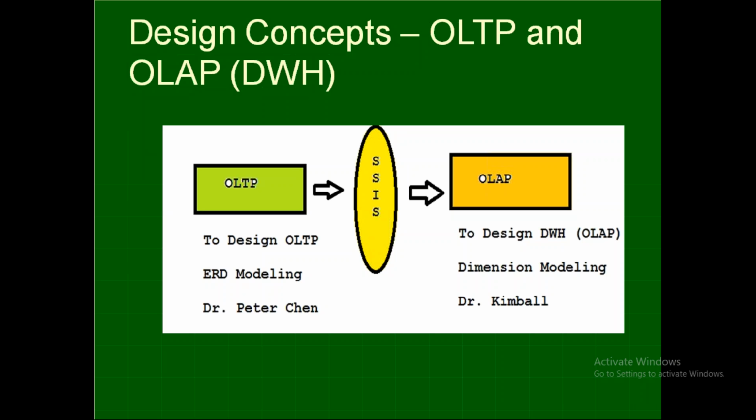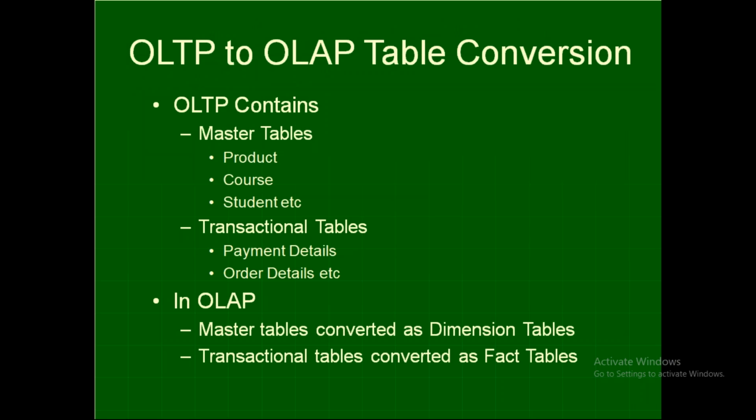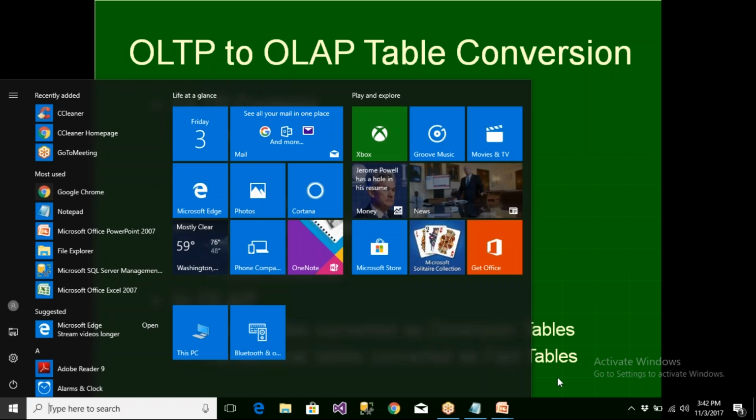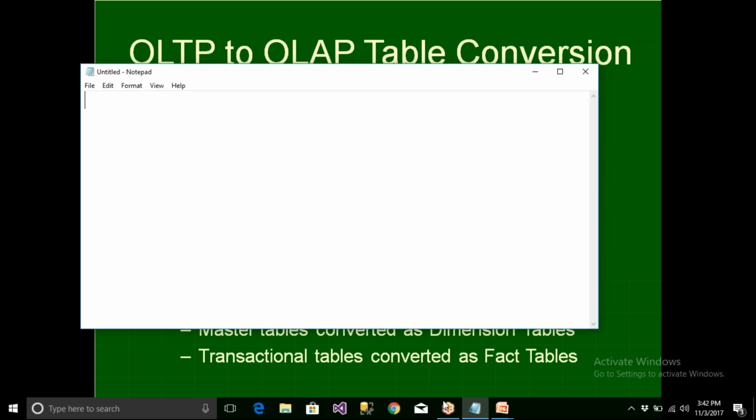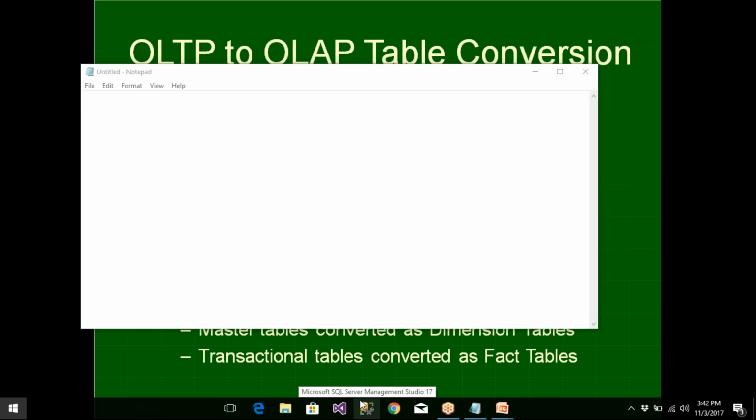Clear? Now the first question is, what are the tables in OLTP and what are the tables in OLAP or the data warehousing applications? Okay, now let us talk about it. OLTP will contain two types of tables. What are they? OLTP contains master tables and OLTP contains transactional tables. Okay, but a data warehouse contains dimension tables and fact tables. Okay, now what is an OLTP table, what is a master table, a transactional table?